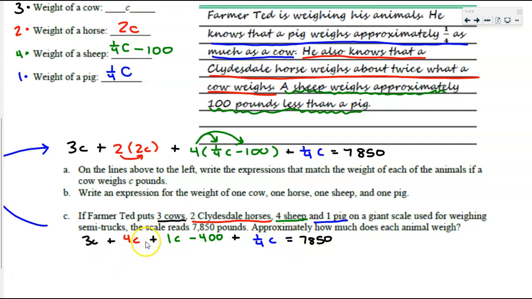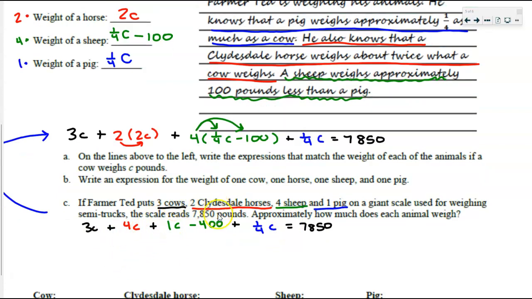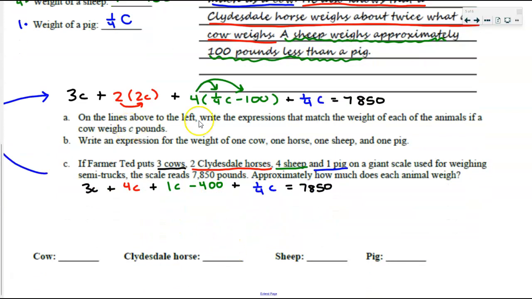And now I need to combine all of my like terms. And I can see I have 3 C's and 4 C's and 1 C and a fourth of C. What do I have all together? Yep, 3, 4, 5, 6, 7, 8, and a fourth.